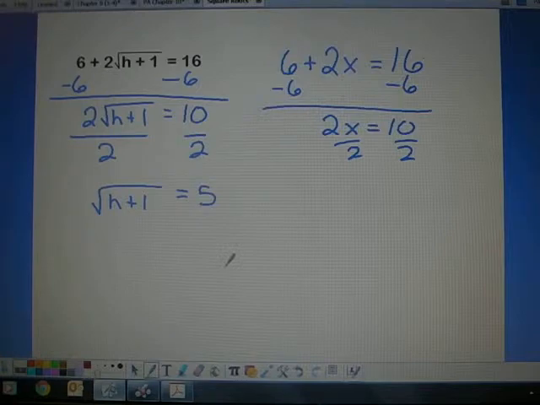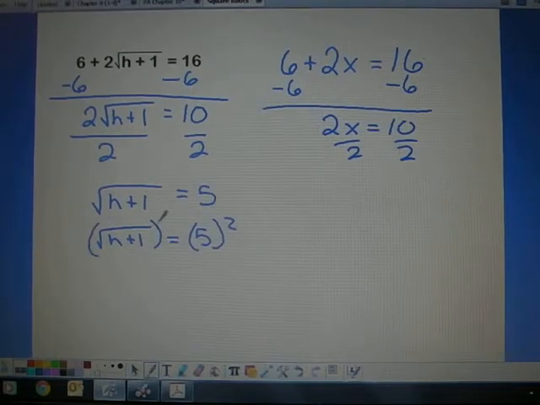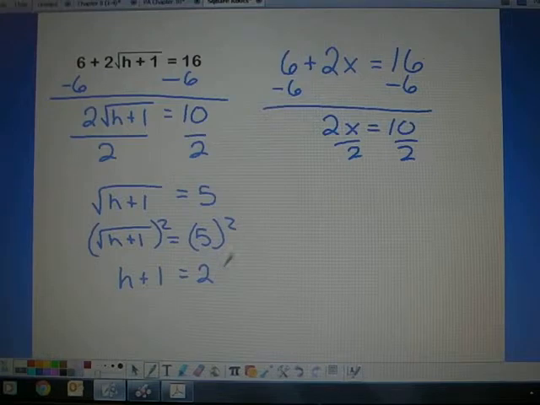Now that I have the square root by itself, I'm now able to square both sides. Now I don't put that right here with this. I could, I'm just showing it to you on a separate step, that way you don't get confused on it. Square root of h plus 1 squared, those symbols cancel each other out, you're left with h plus 1. 5 squared is 25. So again, subtract 1 from both sides, and now we get h equals 24.